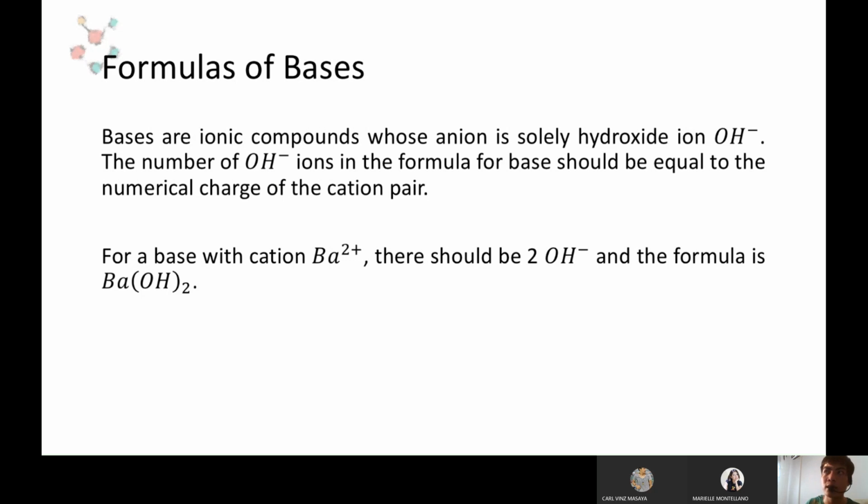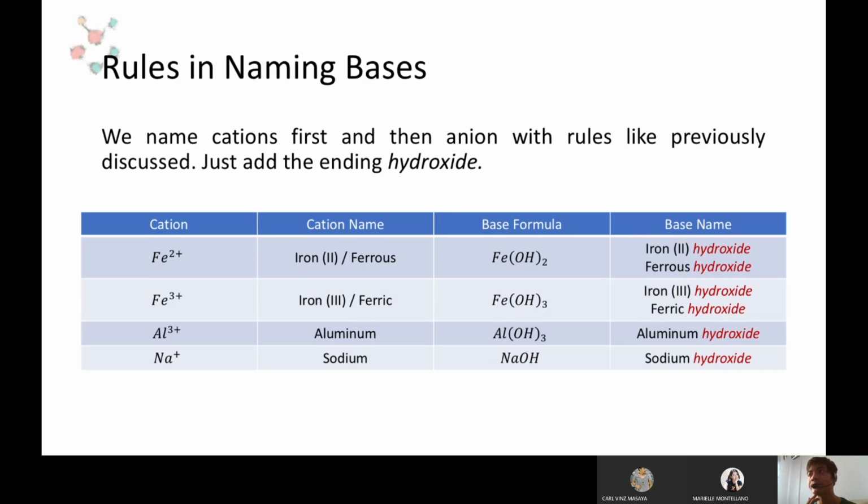So, it is analogous with acids as well. Kasi sa acids, there should be enough H to counter the charge of the anion. Dito naman, there should be enough OHs to counter the charge of your cation. So that means if your cation has a charge of 2, there should be 2 OHs. Dalawa yung OH natin. And the formula will be Ba(OH)2, so on and so forth. Since ang name ng ating anion is hydroxide, edi mas madali yung buhay natin. So, papangalanan na lang natin yung cation.